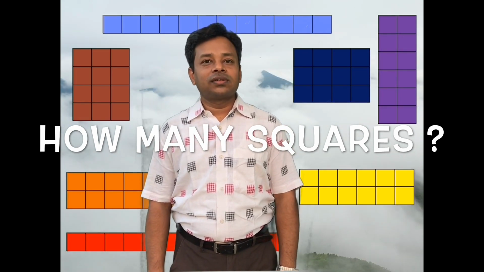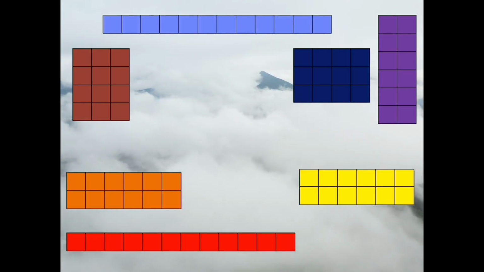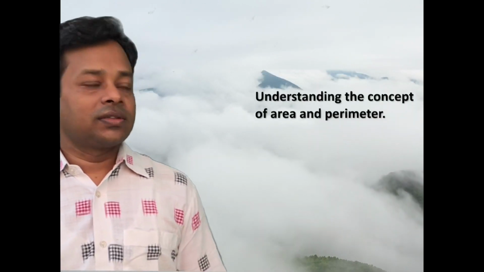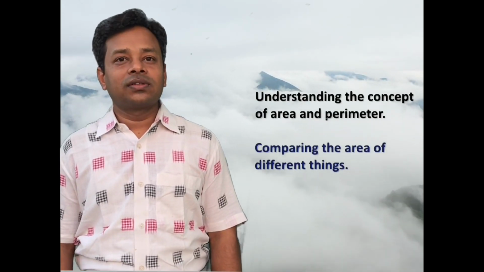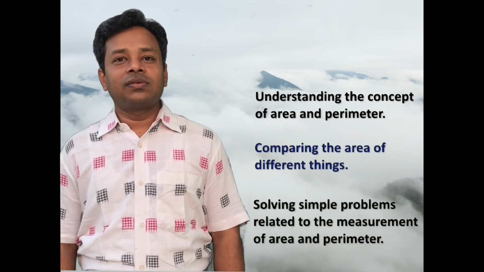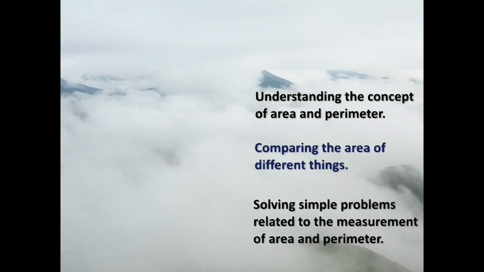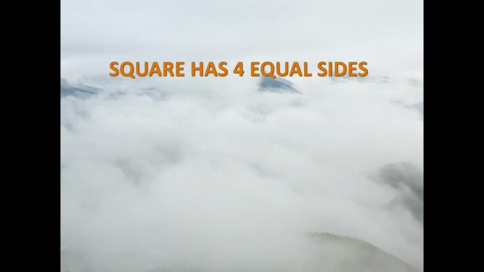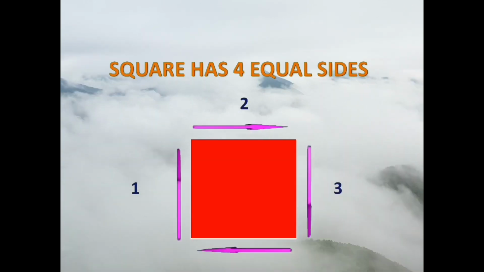Today our chapter is how many squares. In this video we are going to discuss understanding the concept of area and perimeter, comparing the area of different things, and solving simple problems related to the measurement of area and perimeter. A square has 4 equal sides: 1, 2, 3, 4.